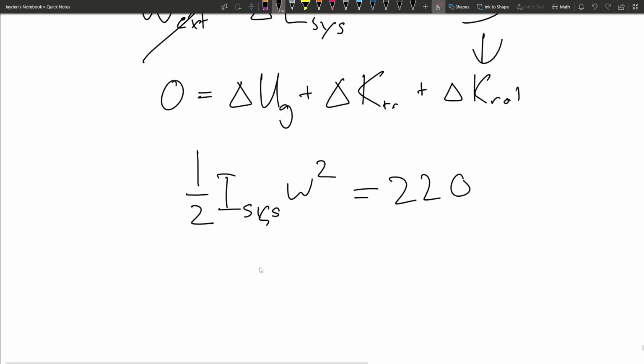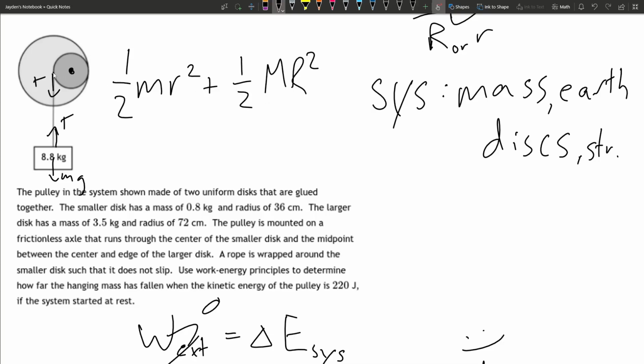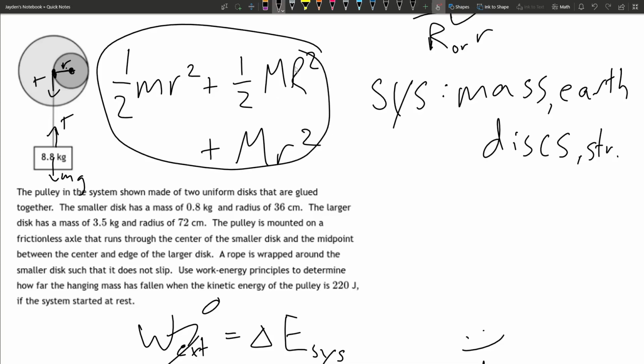What do we know here? We can find the I of the system by using the parallel axis theorem. The small disk, this is the axis of rotation. So 1/2 little m r squared, and then there's another, 1/2 big M r squared, but it's shifted over. Here's the center, so we have to find this, which is going to be little r. So it'd be plus big M little r squared. So this is the rotational inertia for that system.